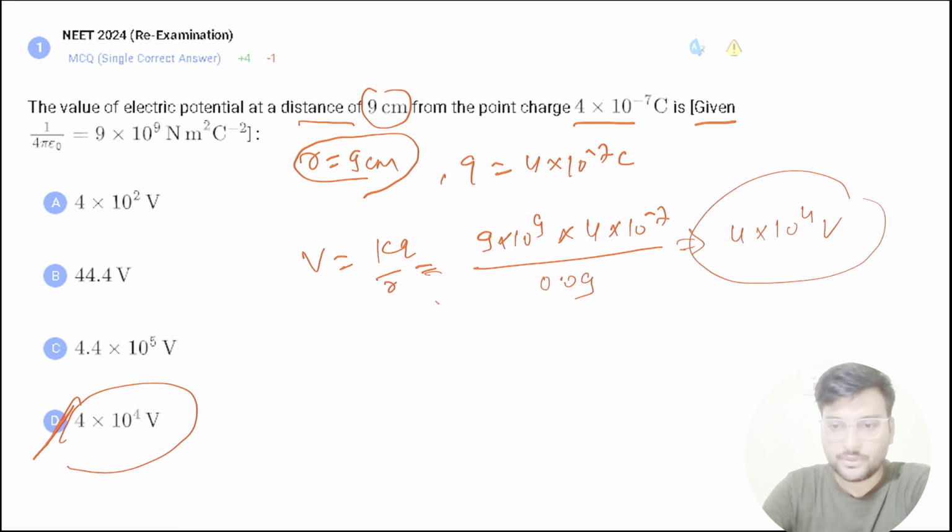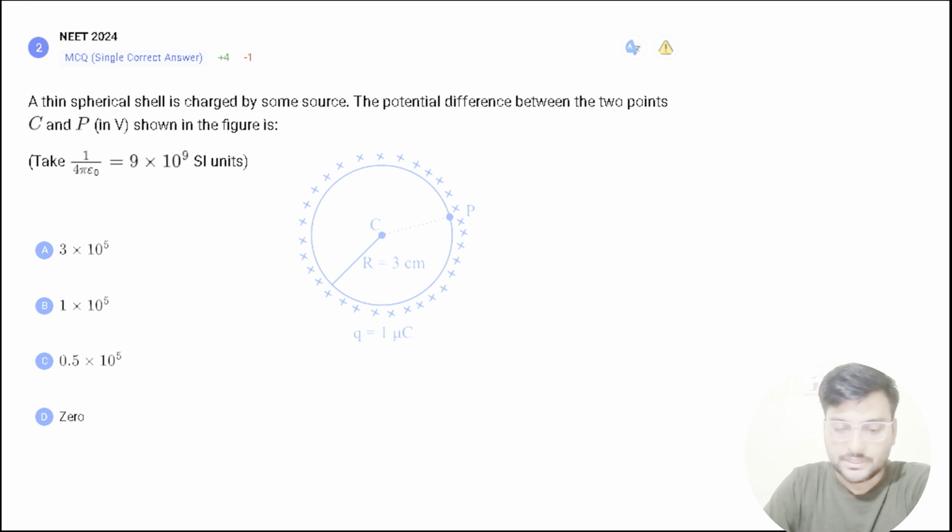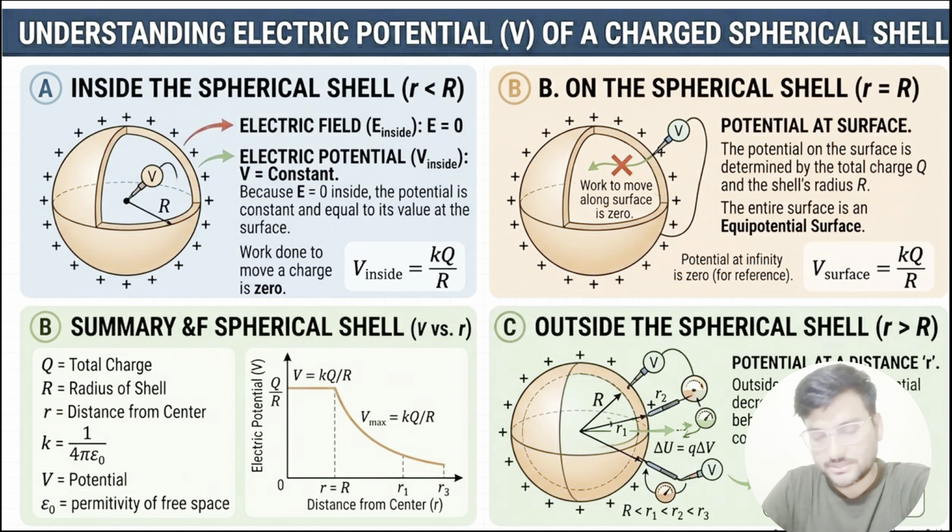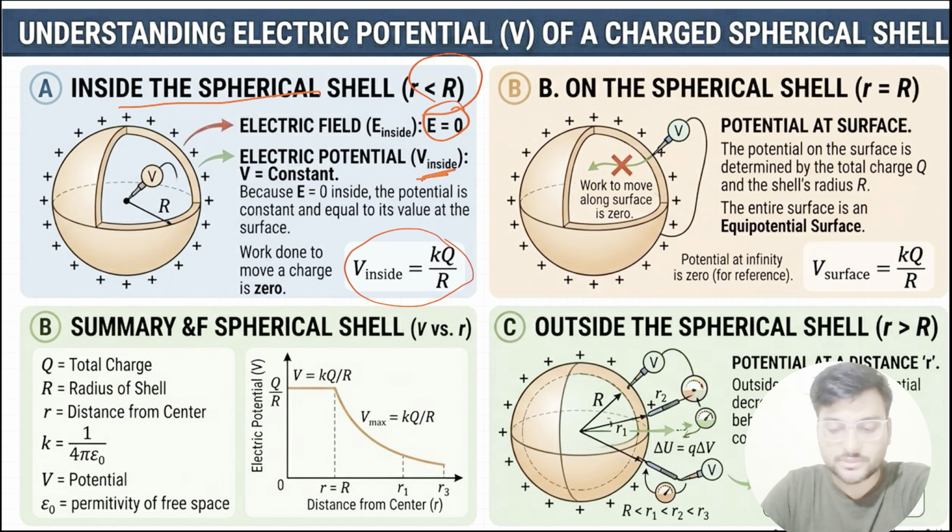Okay, now we are going towards the next question. Next is the spherical shell. First of all, you should know the basic concept of a spherical shell. So we are talking about three parts. First is inside the shell. Inside the shell, the electric field is zero, but the potential is not zero. The potential is kq by r. The potential on the surface is V surface equal to kq by r. And V inside is again the same, because potential is not zero but electric field is zero. Why? Because q enclosed is zero.